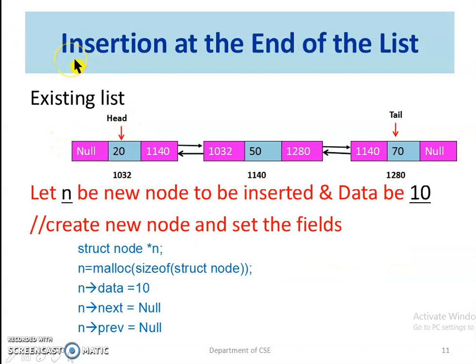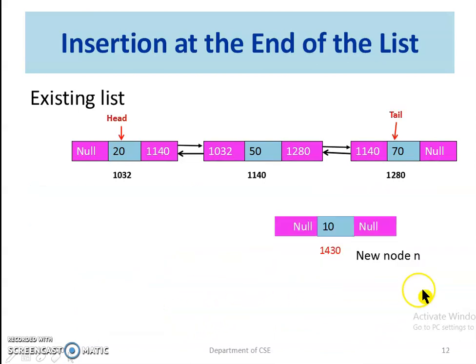Next, let us see how the insertion is done at the end of the list. Consider the example list shown. Let n be the new node to be inserted and the data be 10. As usual, create a new node and set the fields by following these steps. Thus, the new node is created.